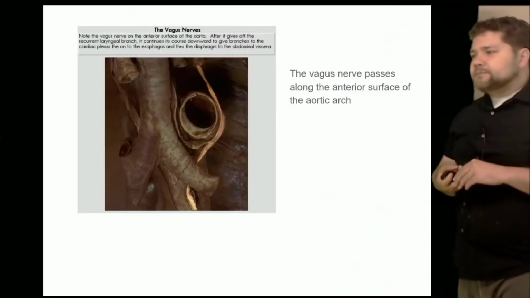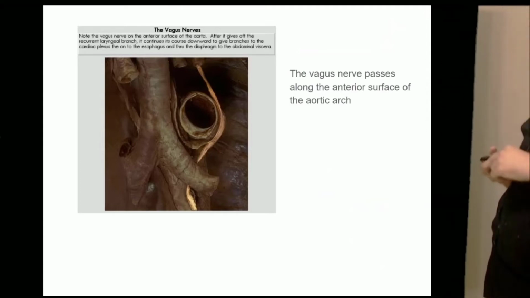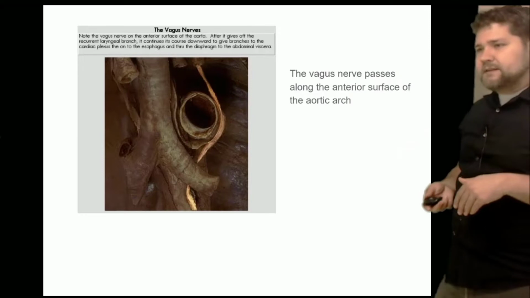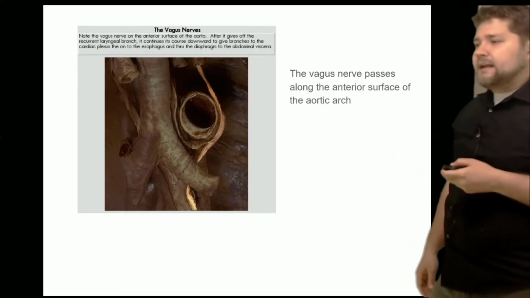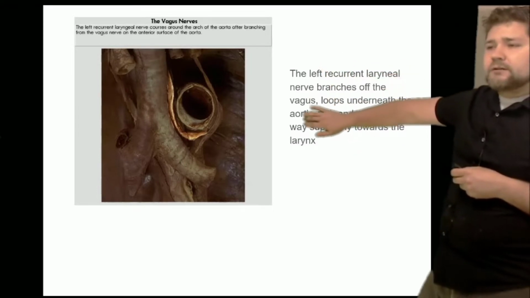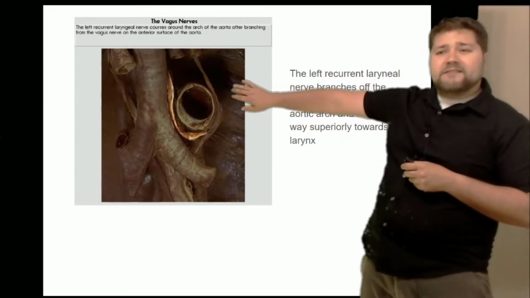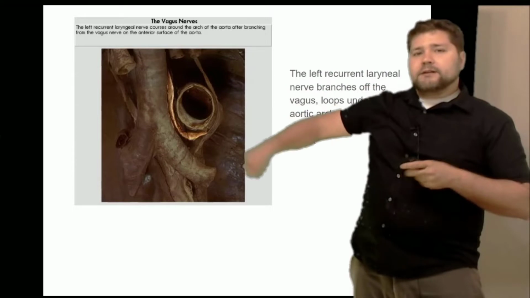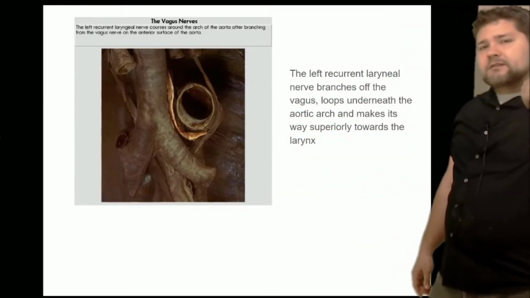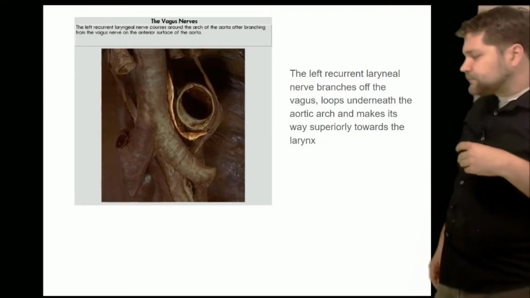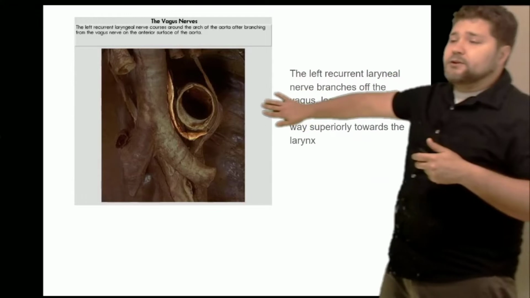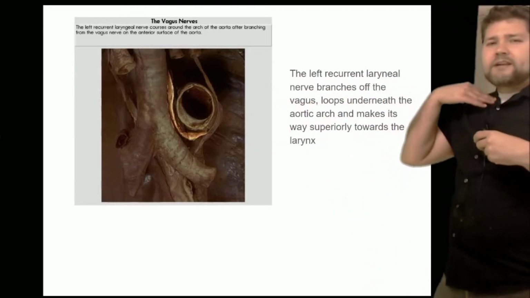All right, so the vagus nerve you're actually going to see passing along the anterior surface of the aortic arch. So you'll see that dip down. And as a result of that arch, our left recurrent laryngeal is going to branch off on the left side and wrap around the aorta. It's a little bit higher on the right, so it's actually going to wrap around the subclavian because we don't have the arch. And so that's why we classify the left recurrent laryngeal as being in the superior mediastinum, whereas the right is really more of a neck structure.